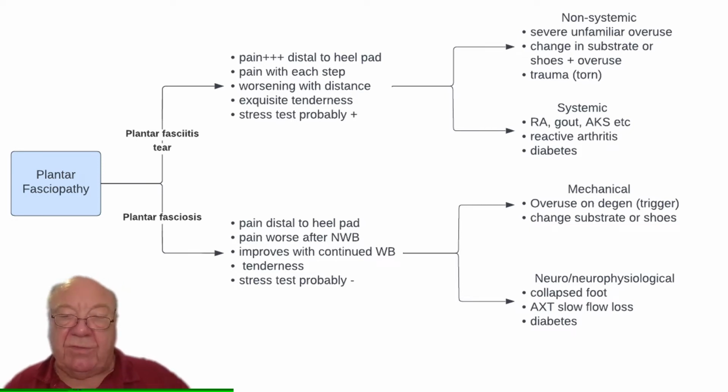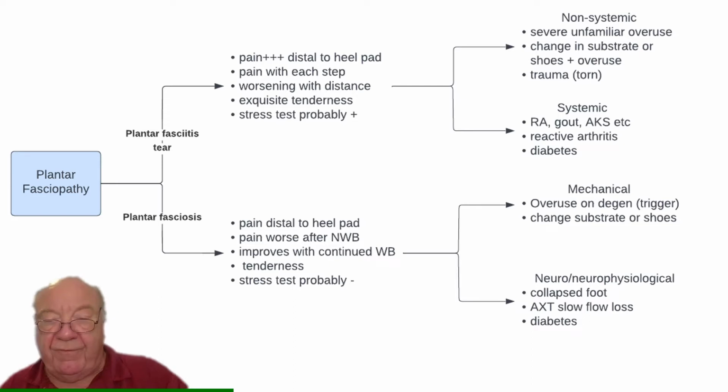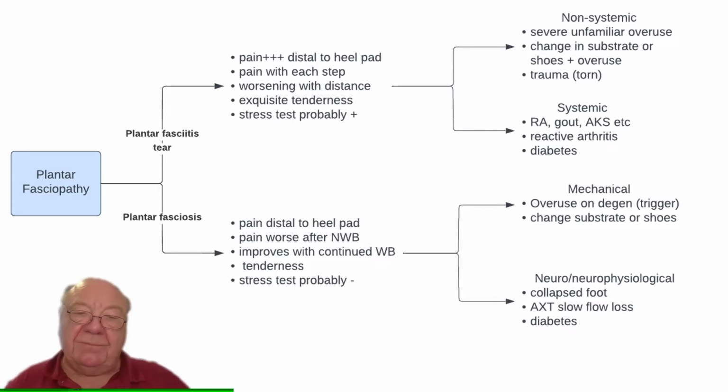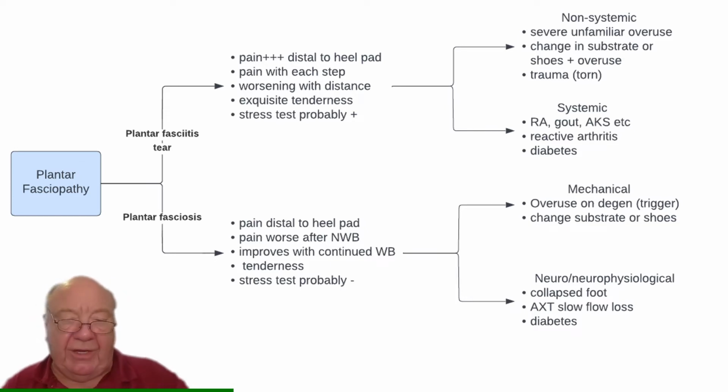Now, the causes of this are mechanical, neurological, and neurophysiological. Mechanical is overuse on degeneration. So the overuse is basically the trigger, but there's already degeneration. The pain is nothing like it is from plantar fasciitis. It can also be a change of substrate or shoes, but again, nowhere near the severity of a fasciitis. For neurological, neurophysiological, a collapsed foot will stretch out the plantar fascia over time, and basically you'll get a fasciosis degeneration there as well.